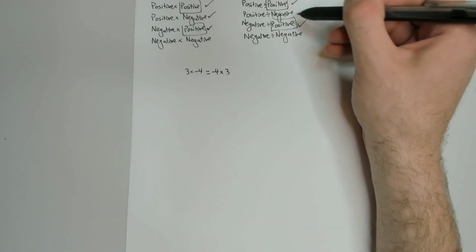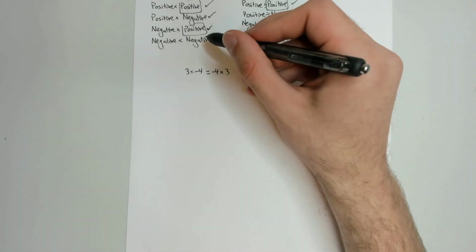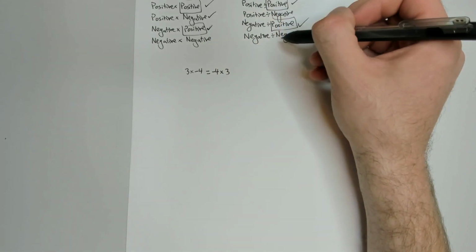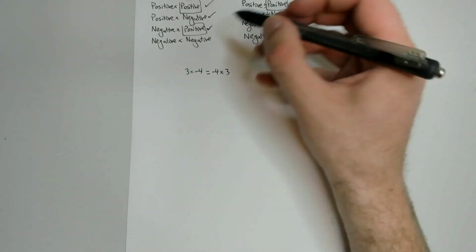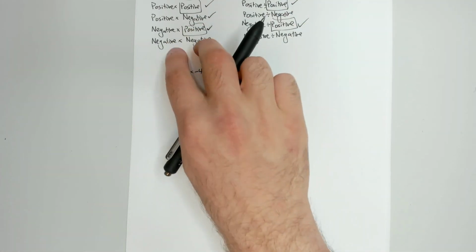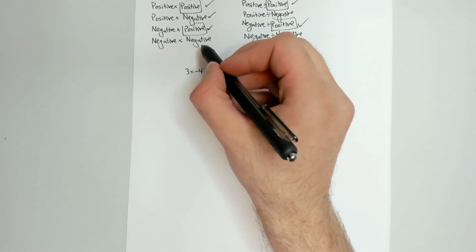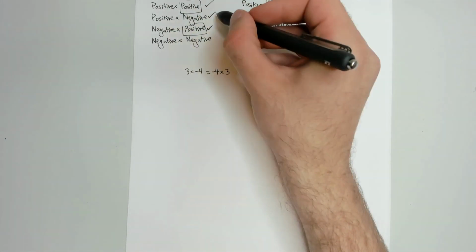But we still have to worry about these cases where we're multiplying by a negative or we're dividing by a negative. Because in this case with multiplication, it doesn't matter the order we do it in, we're always multiplying by a negative, so we can't get out of it like we did here.